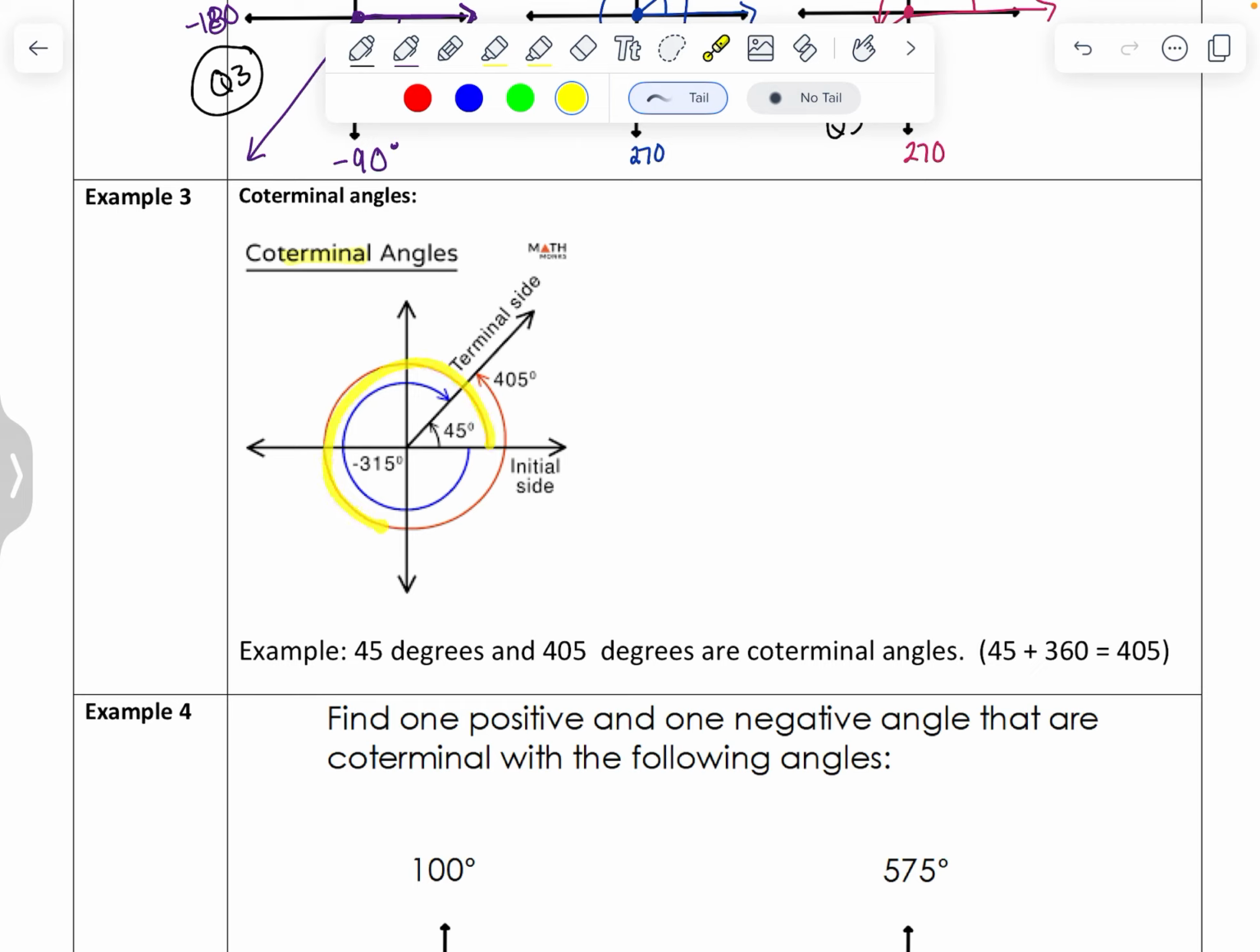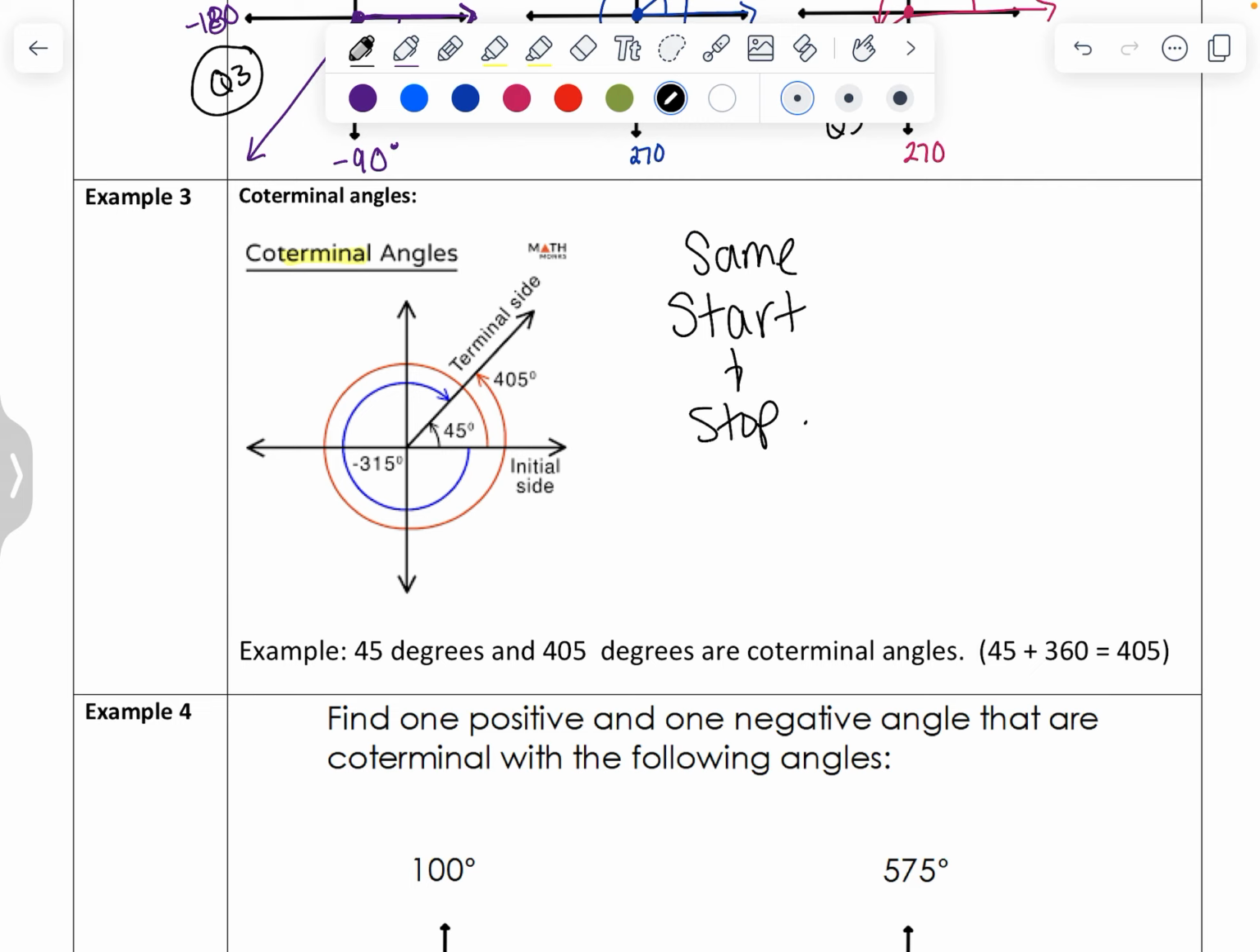And then 405 degrees goes all the way around and ends in the same spot. So starts here, ends here. So they have the same start and same stopping point. Same start and stop. And they are considered to be coterminal sides. So 45 and 405 are coterminal.